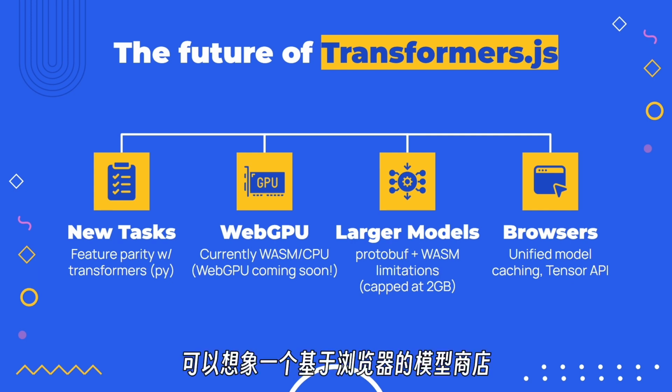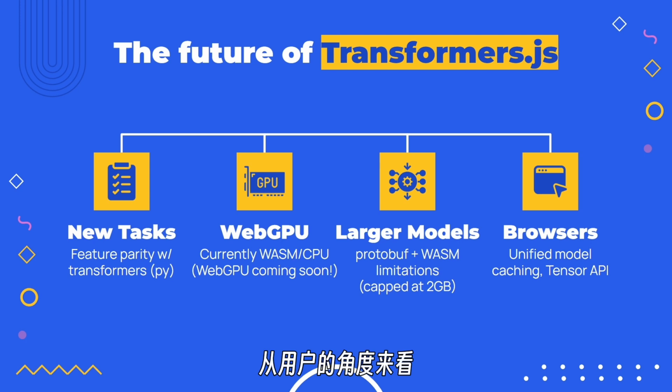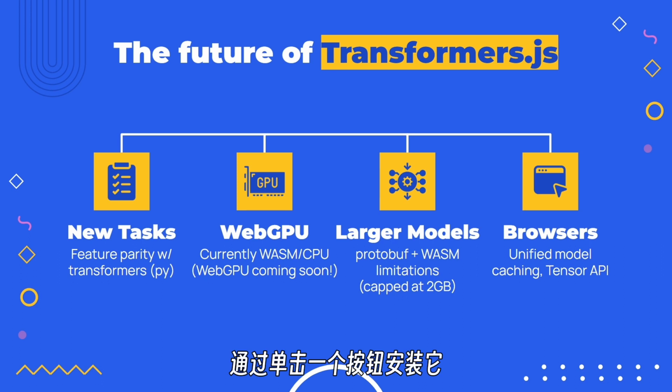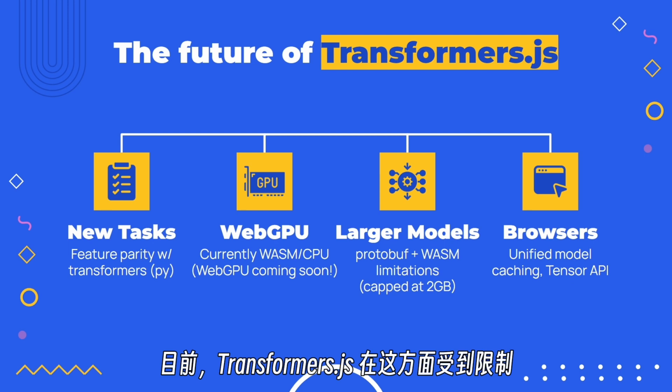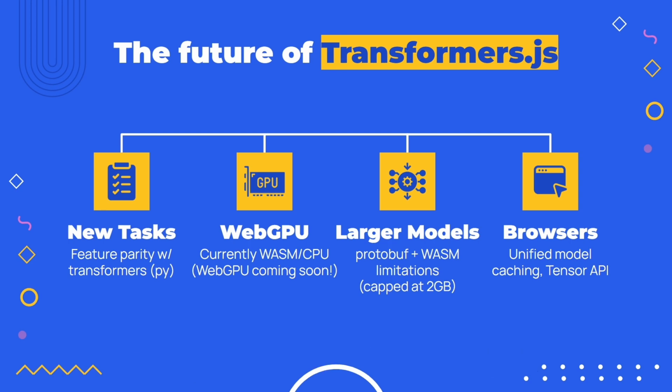For example, one can imagine a browser-based web store for models, similar to the Chrome or Firefox web stores for extensions. From the user's perspective, they could search for web-compatible models on the Hugging Face Hub, install it with a single click, and use it across multiple domains. Currently, Transformers.js is limited in this regard, since models are cached on a per site or per extension basis.